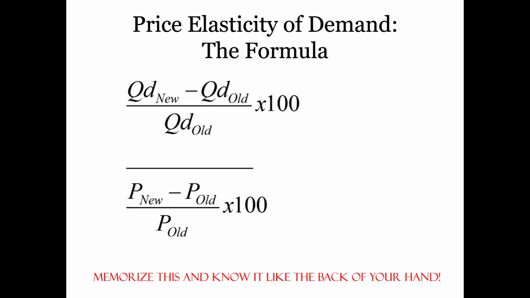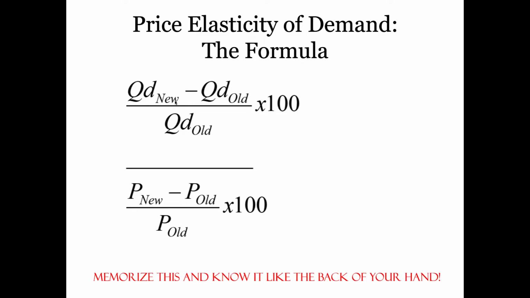So, if the price goes up, let's say from 2 to 3, you would do 3 minus 2 over 2 for this part of the equation. And if you think about it, the price went up by 50% because 50% of 2 is 1. So again, 3 minus 2 is 1, over 2. So we would basically get a 50% increase in price.